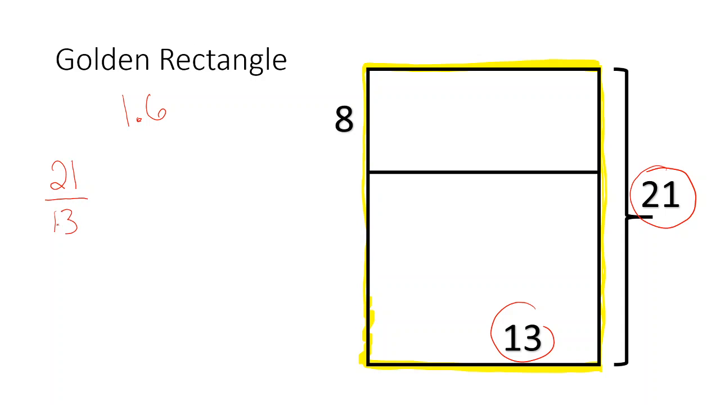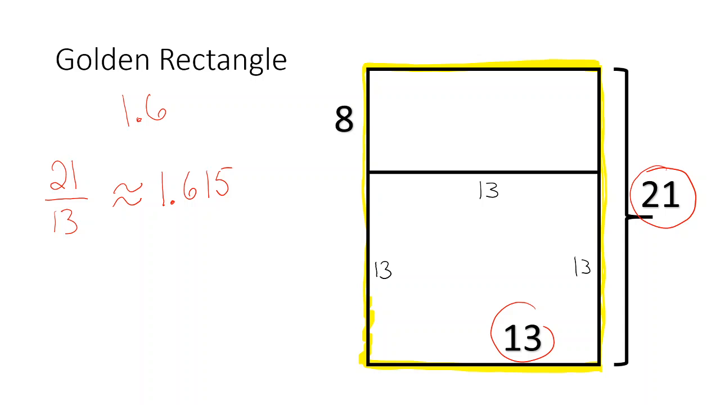So I get out my handy dandy calculator and 21 divided by 13 is approximately 1.615. And anything that's really close to 1.6 is going to give you a golden rectangle. Now in this diagram, let's cut out a square from this golden rectangle that is 13 by 13 by 13. So all sides are 13.